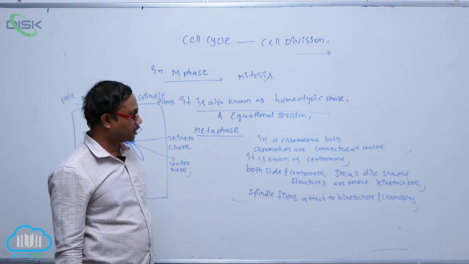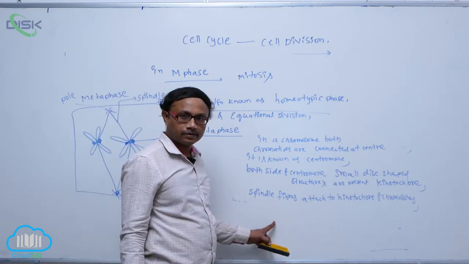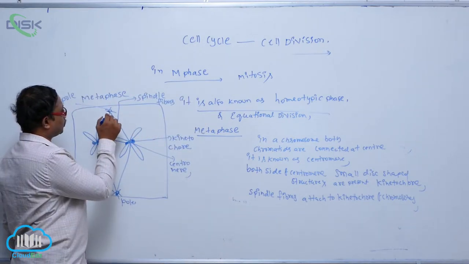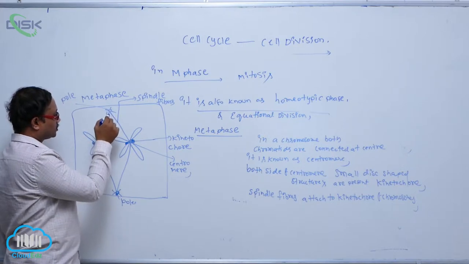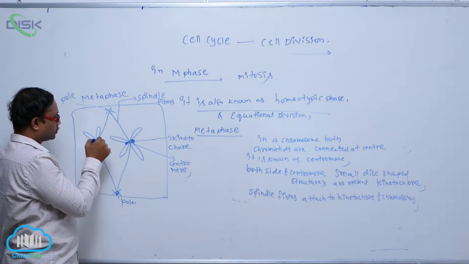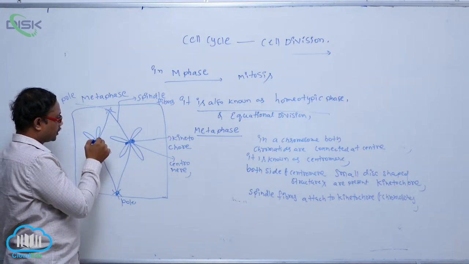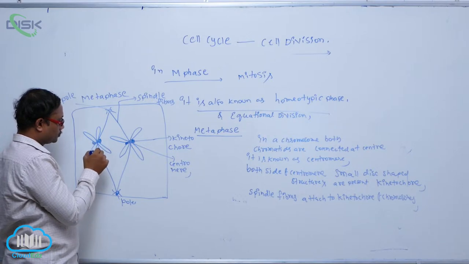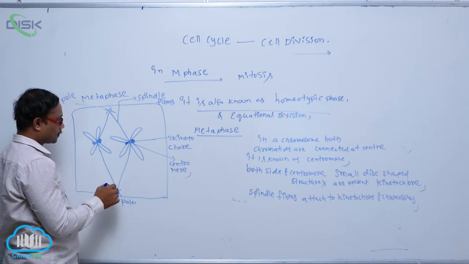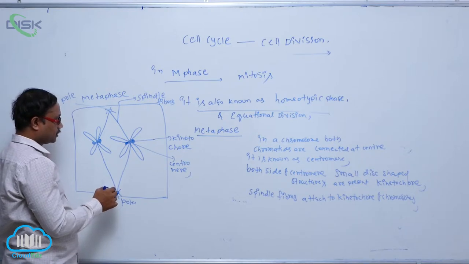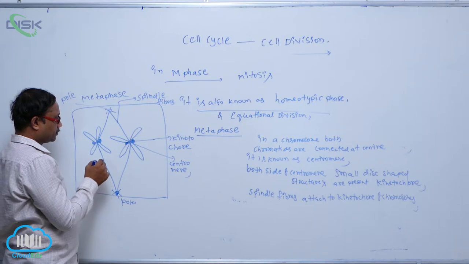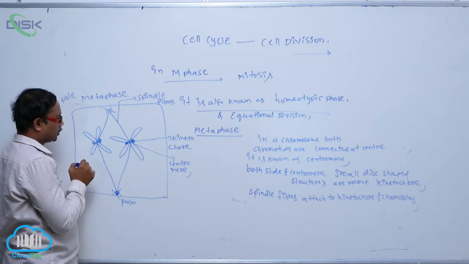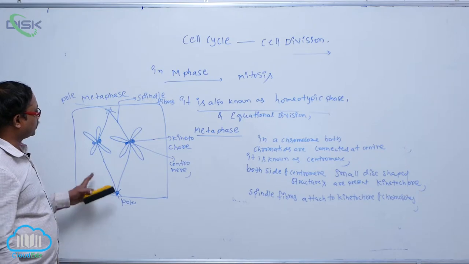Spindle fibers are attached to the kinetochore of the chromosome. From one pole, spindle fibers start and connect to one side of the chromosome. And from the opposite pole, other spindle fibers are initiated, and they are attached to the other chromatid at the kinetochore of the chromosome. So that is the important point about the metaphase.